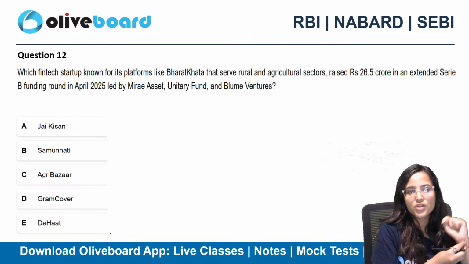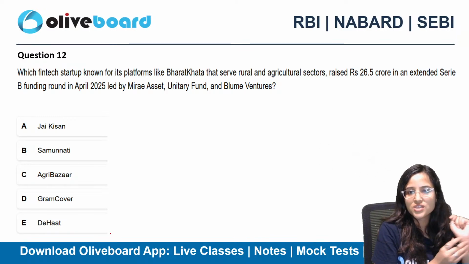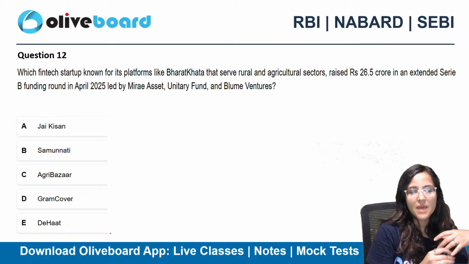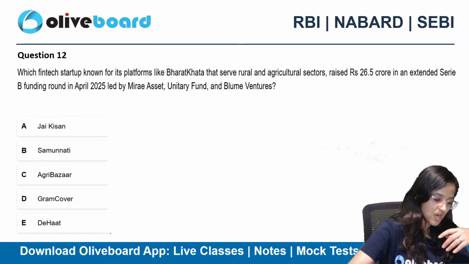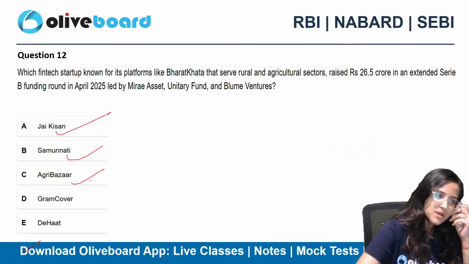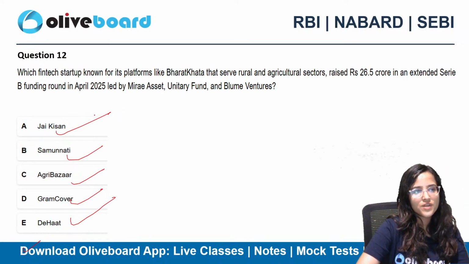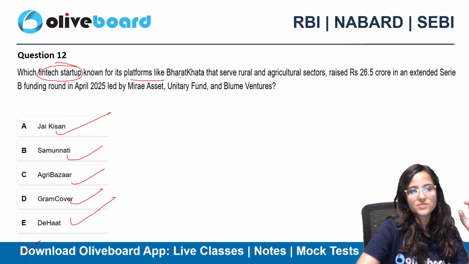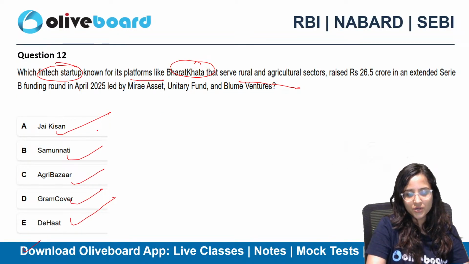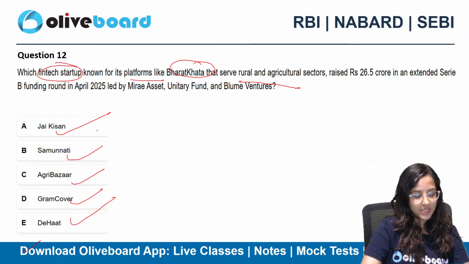Which fintech startup, known for its platforms like Bharat Khata that serve rural and agriculture sectors, raised rupees 26.5 crore in an extended Series B funding round in April 2025, led by Mirae Asset, Unitary Fund, and Bloom Ventures? So, which fintech startup are we talking about? Jai Kisan, Samunati, Agri Bazaar, Gram Cover, or Dehaat? What is the answer? Rahul Singh says 12A, Jai Kisan. Anyone else?